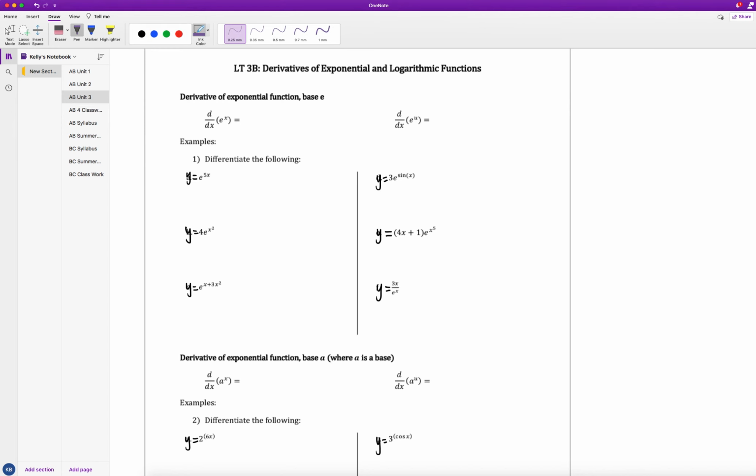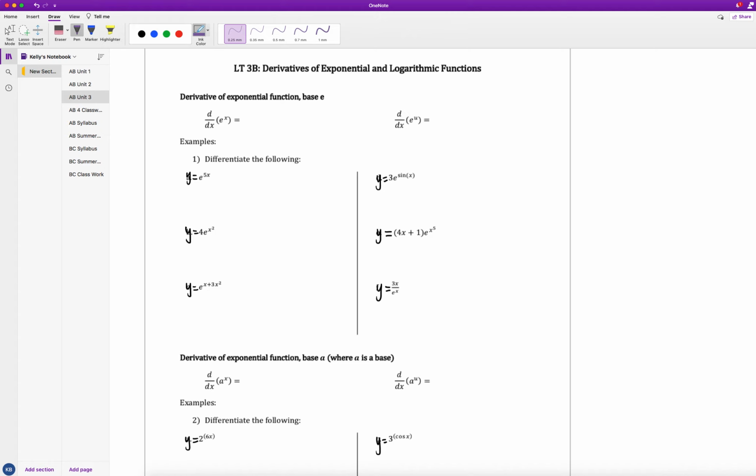Unit 3, this video will talk about learning target 3b, which is all about the derivatives of exponential and logarithmic functions. In our last learning target, we learned how to take the derivative of all 6 trig functions, and in this section we're going to continue to build upon that and learn about how to take the derivative of an exponential function with either base e or with base a, where a could be any positive number as our base, and then we'll also learn how to take the derivatives of a natural log and a log base a function as well.